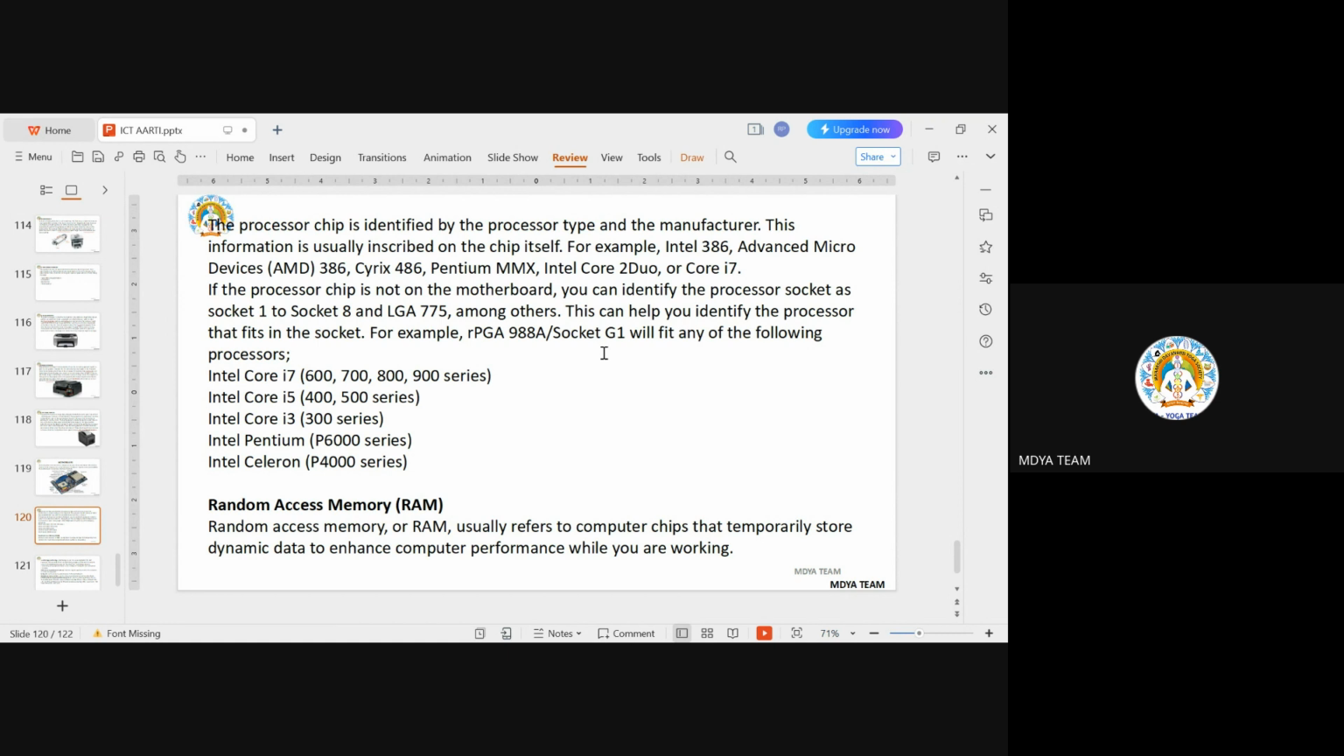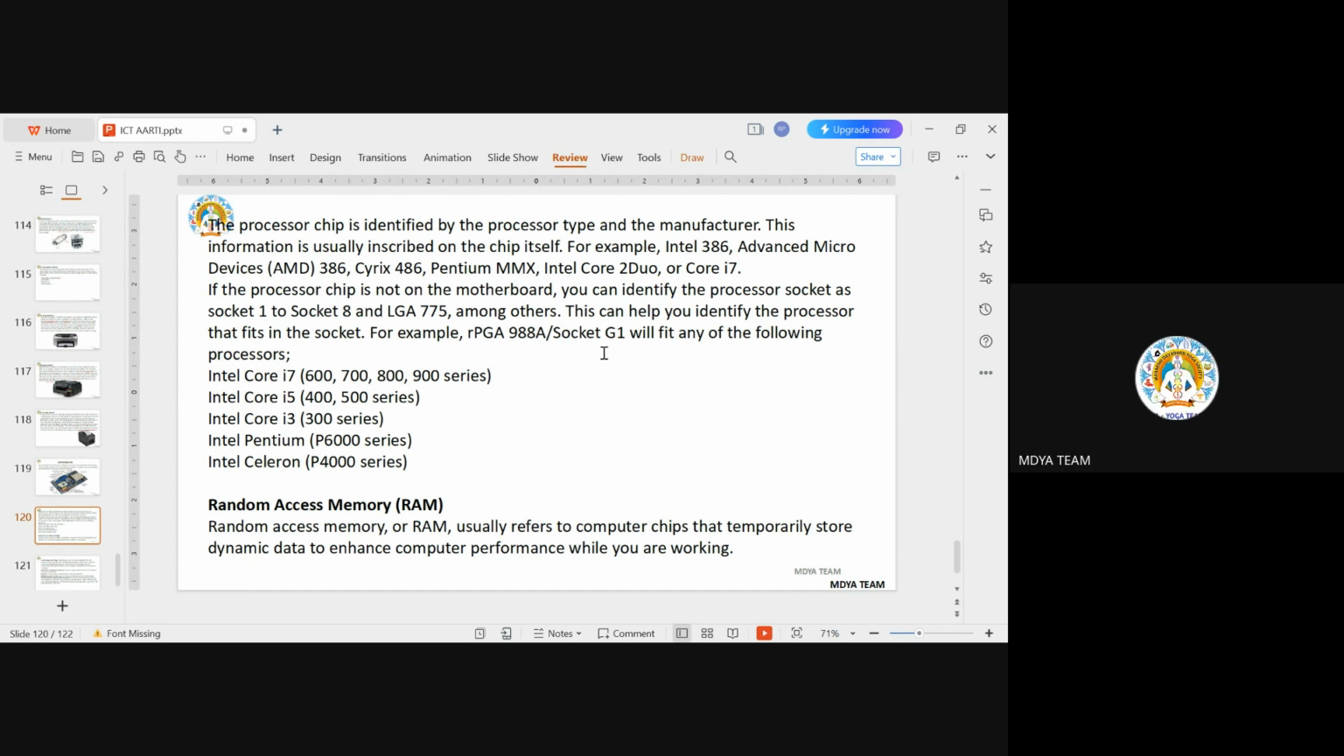Next is the random access memory. What is the function of the processor? CPU, central processing unit, the main function, the brain of the computer. When we give a command to the computer, the operating system, processing is done, like ALU, control unit. All the data is controlled by the CPU.